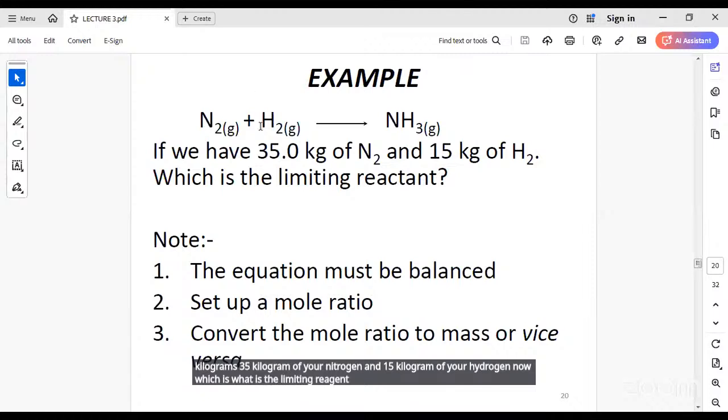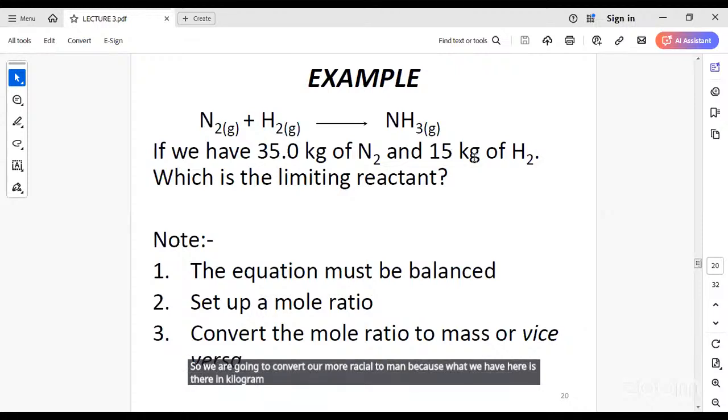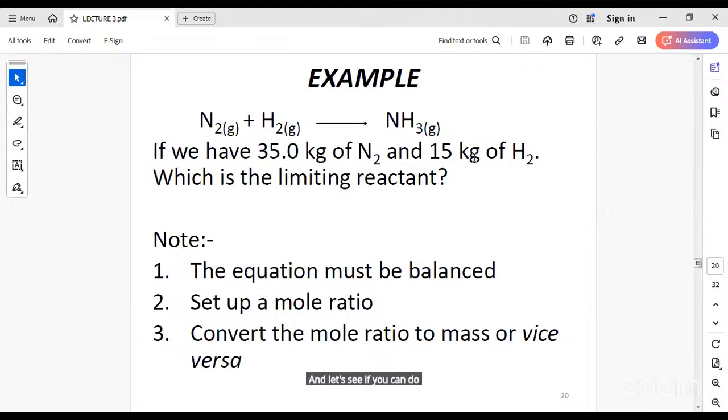So from stoichiometry, do I ask you to do that calculation and give me the answer? The equation must be balanced. Set up a mole ratio. We already know the mole ratio. Convert the mole ratio to mass. So we are going to convert our mole ratio to mass because what we have here is in kilogram. So can we do that calculation? Let's see if you can do that, and let me have your answer.